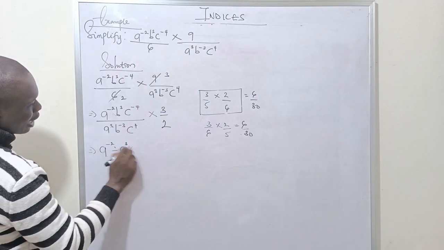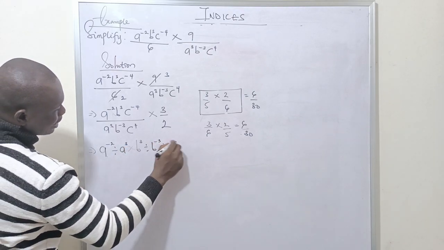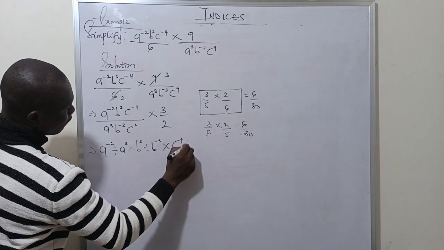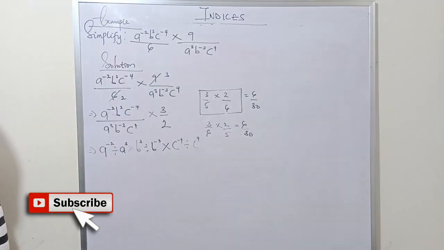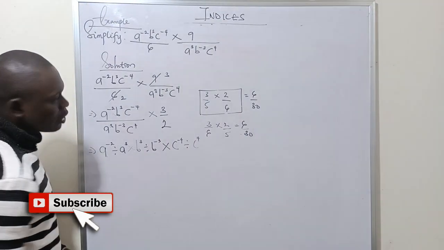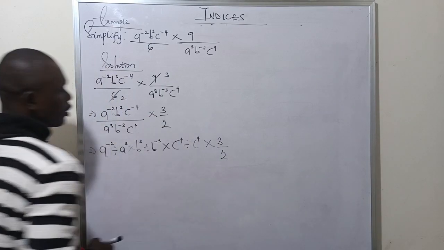So this turns to times b raised to the power of 3 divided by b raised to the power of minus 3, times c raised to the power of minus 4 divided by c raised to the power of 4. Then I can have this times 3 over 2, this 3 over 2 here.